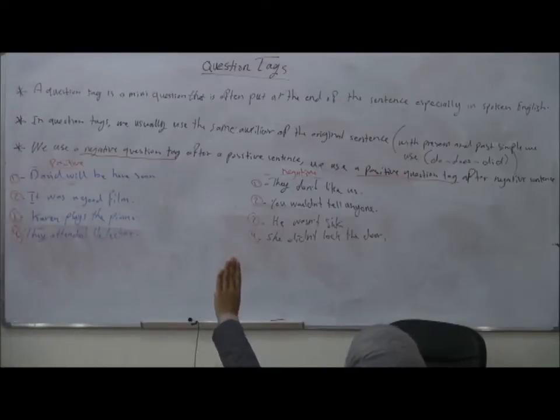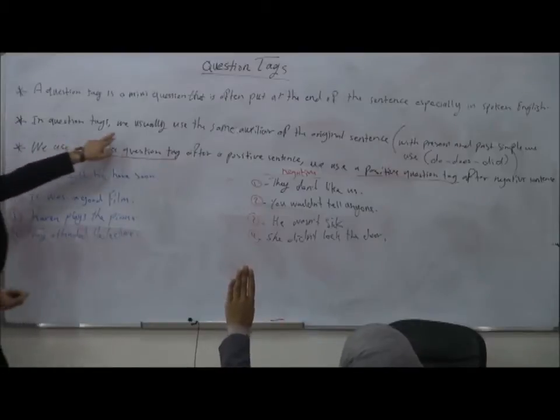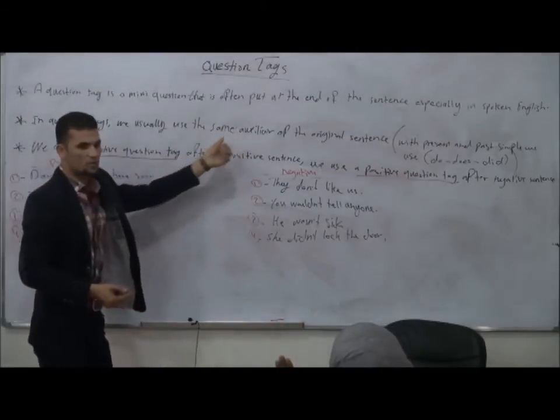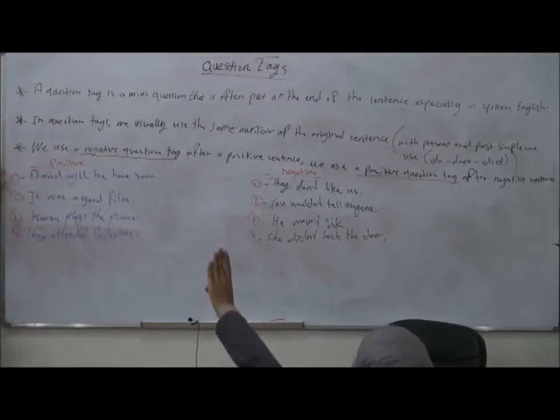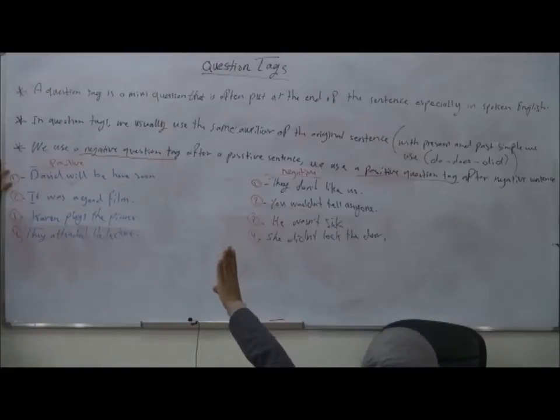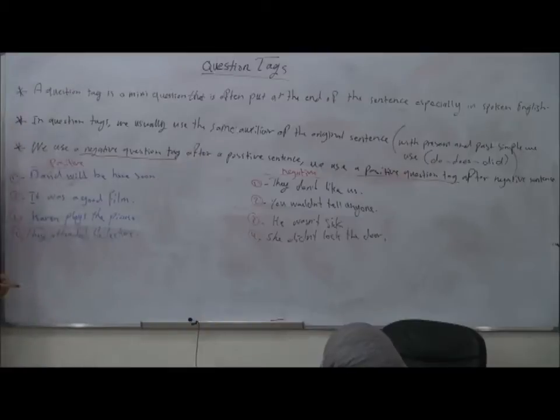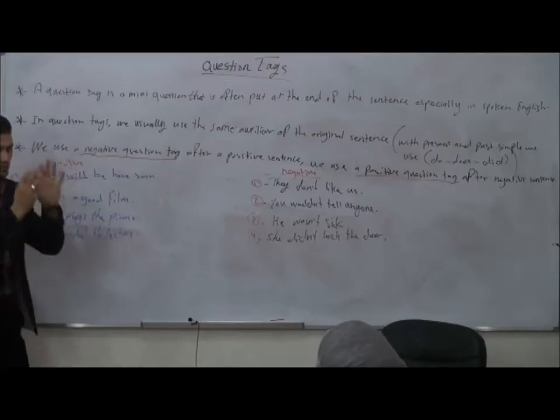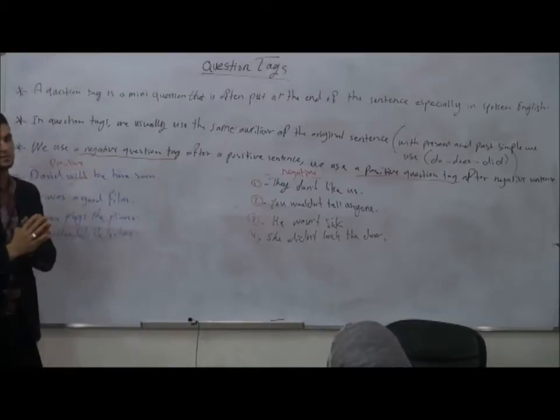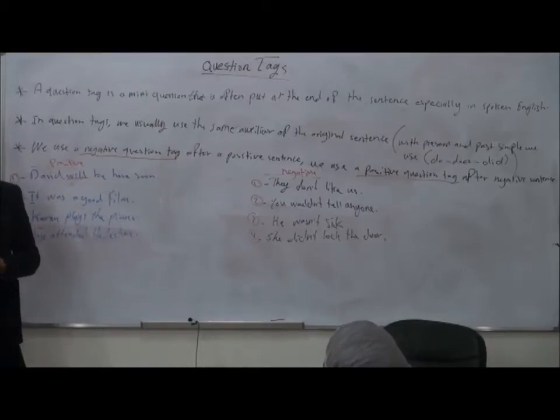هنسوي أسئلة دليلية، سؤال دليل من هاي الجمل. شوف, David will be here soon. We have to follow the rule. The rule is that we use the same auxiliary of the original sentence. What is the auxiliary in the first sentence? David will be here soon. Yes, Rian? Yes, will. So the auxiliary is will. What is the subject? David. Very good. And then in the question tag, we put the auxiliary and the subject at the end of the sentence, and put a question mark.